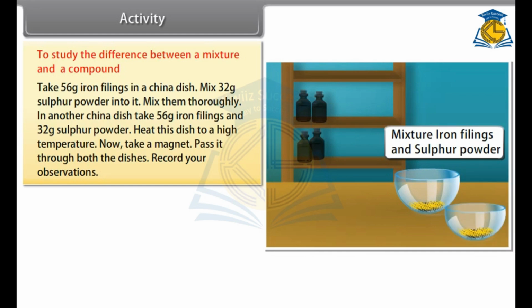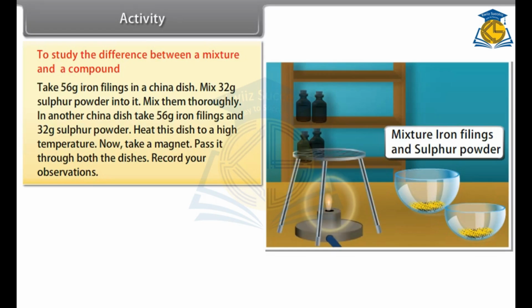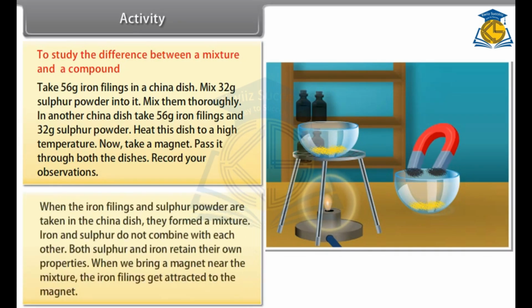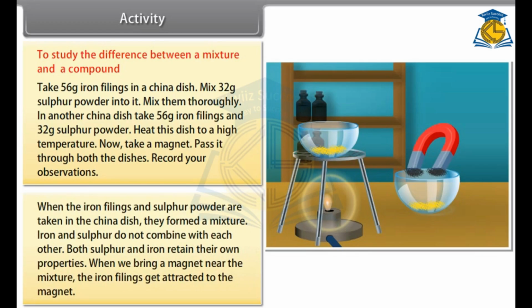In another china dish, take 56 gram iron filings and 32 gram sulfur powder. Heat this dish to a high temperature. Now take a magnet. Pass it through both the dishes. Record your observations. When the iron filings and sulfur powder are taken in the china dish, they formed a mixture.